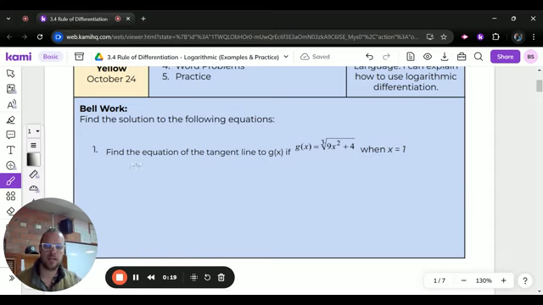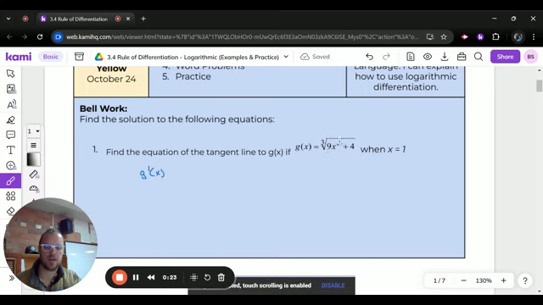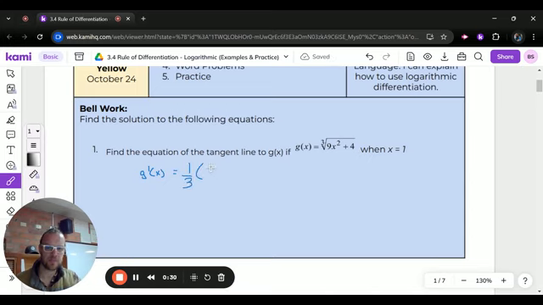So if we're tackling this one, the best thing is always to think of this as actually being to the power of 1/3. And so when we're taking the derivative, we get 1/3 times (9x squared plus 4) to the power of negative 2/3. And then we need to multiply it by the derivative of the inside, which is simply 18x.